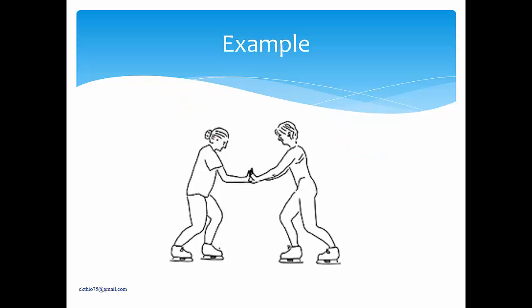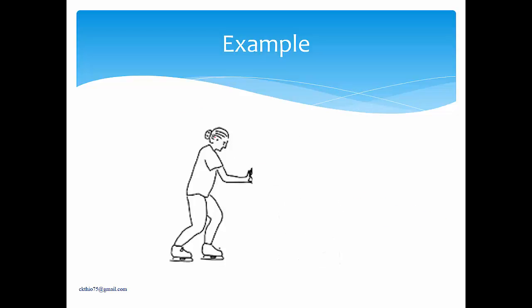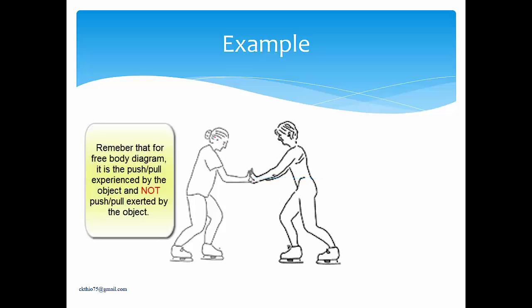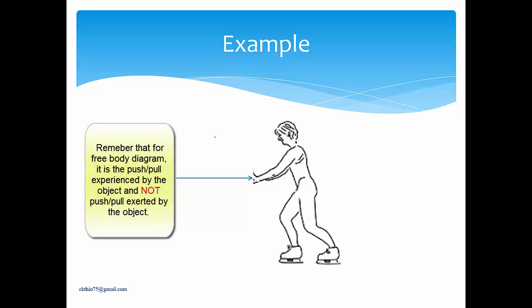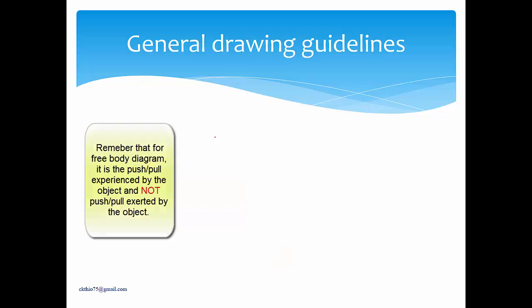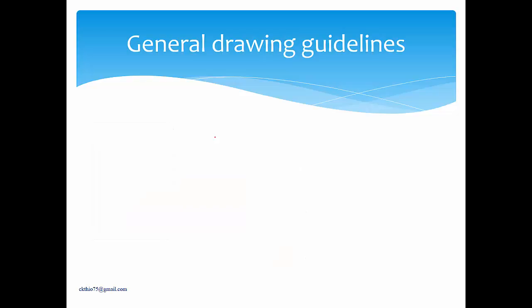Okay. So you have these two persons pushing each other. So from person A's perspective, the push is towards the left. But from person B's perspective, the push is towards the right. Okay, so we have to be clear about which object we are drawing for.